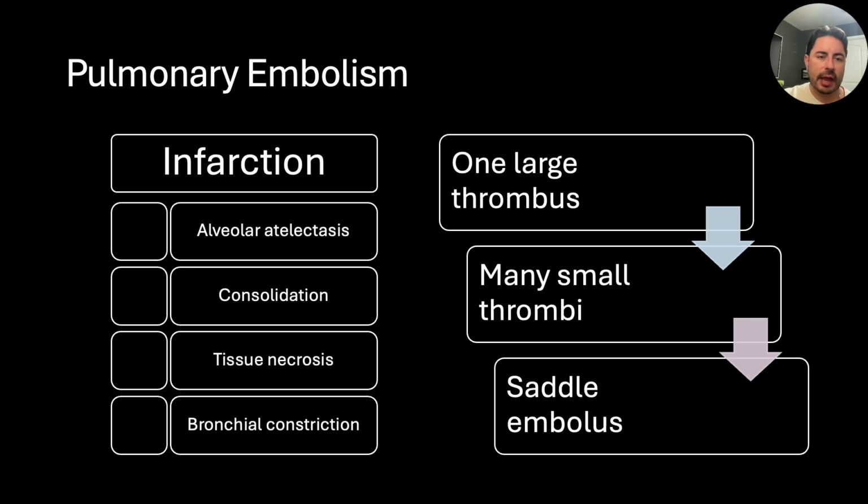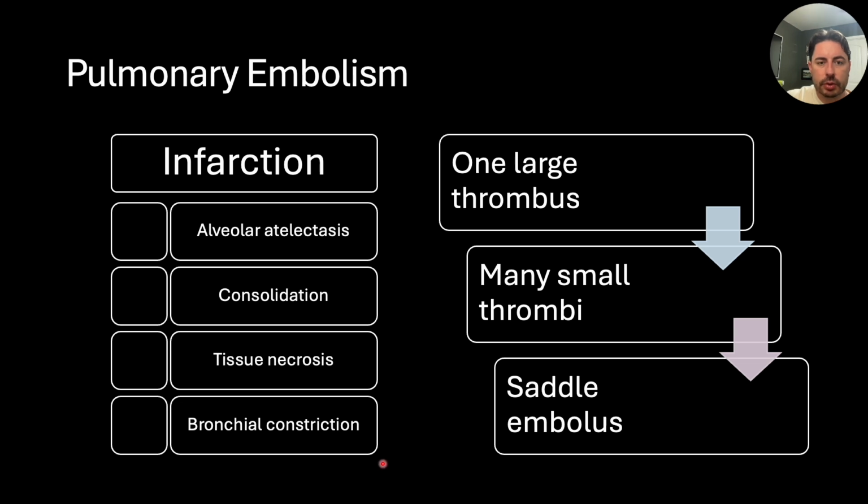So when we have a pulmonary infarction, this is a much more severe look at a pulmonary embolism. Like I said, it can be one large thrombus, many small emboli, or a saddle. And when we have that pulmonary infarction, we're going to have some pathophysiological changes. You're going to see some alveolar atelectasis, consolidation. It could even lead to tissue necrosis and even bronchial constriction. So we're going to see some airway closure with this as well. That happens as a result of an inflammatory response, with a release of serotonin, histamine, and different prostaglandins from our platelets, which come from hypocapnia and hypoxemia and can lead to this bronchoconstriction.